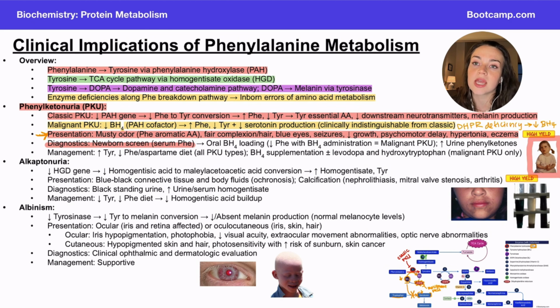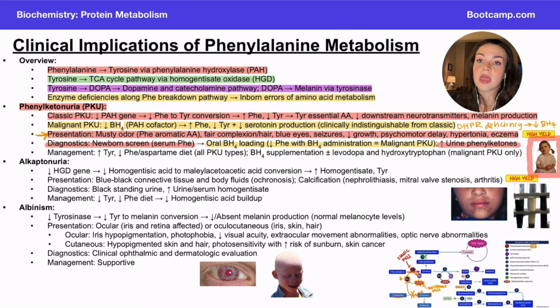So that tells us we have PKU, but we don't know what type of PKU we have. To differentiate classic from malignant, we're going to do an oral BH4 loading. So what the oral BH4 loading is going to tell us is whether or not the patient's problem resolves when you give them BH4. If the built-up phenylalanine goes down with the administration of BH4, you know that the problem is a deficiency in BH4, the cofactor, and that is malignant PKU. All right, if it doesn't get better when you give the cofactor, then you know that it's a problem with the enzyme itself, that it's a deficiency in PAH, and that is a classic PKU. In both types of PKU, you'll also see an elevation in urine phenylketones.